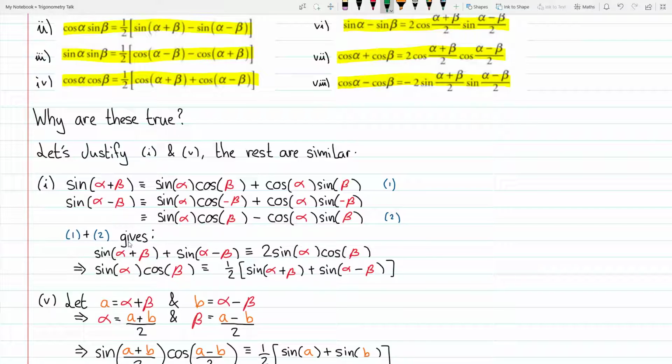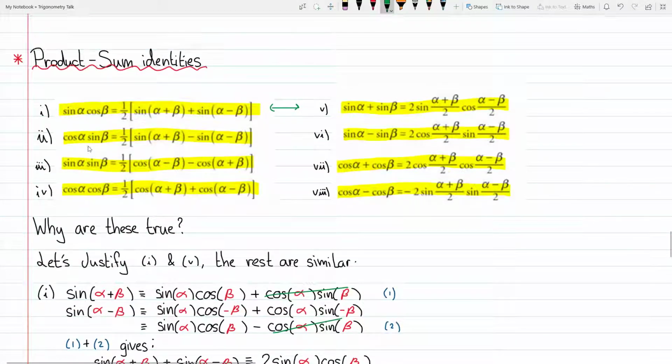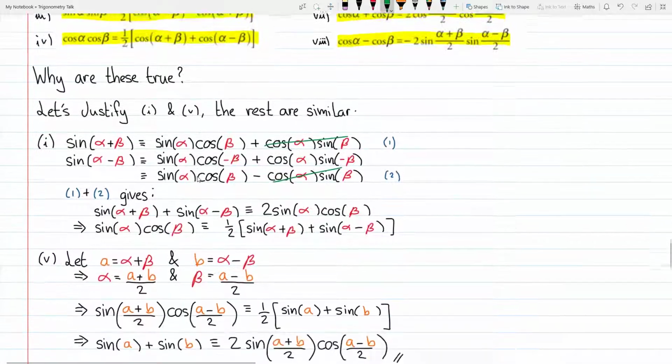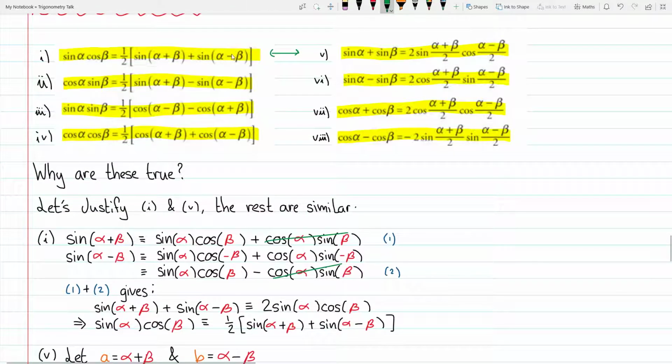And if we add them together, notice how those two things cancel, and we're left with sine of alpha cos of beta plus sine of alpha cos of beta. So if we add them together, we get this. We divide both sides by 2, we get this first identity, sine of alpha cos of beta equals 1/2 times these two things together. And that's how you prove number 1.